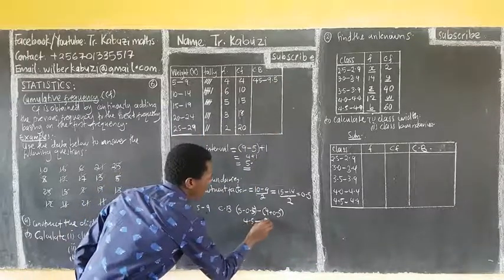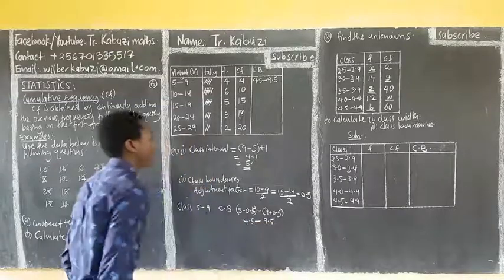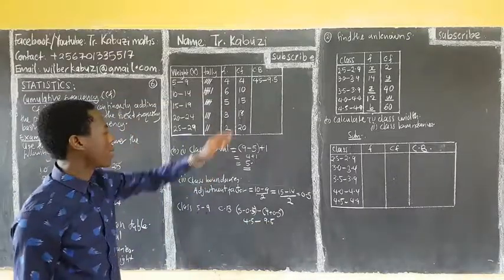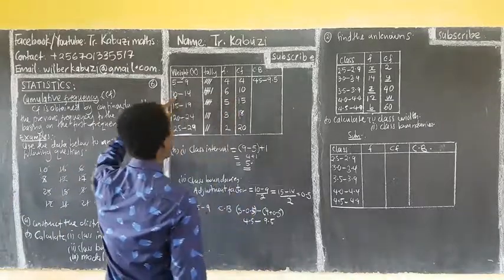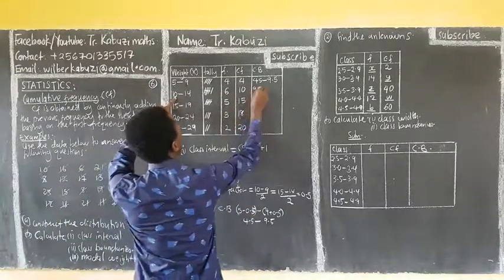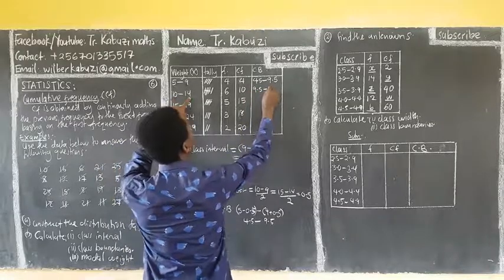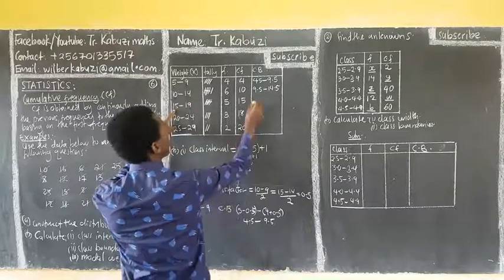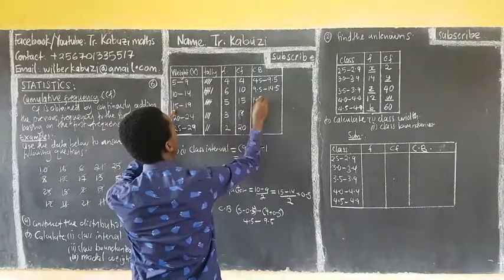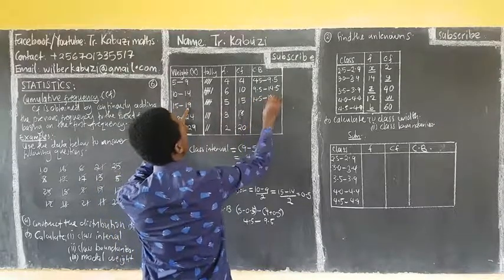So this one is going to be 4.5 to 9.5. That's how we get it. Then the next, you subtract 0.5, you'll be having 9.5, then you add 0.5 to get 14.5. The same here, subtract 0.5, then add it here, 19.5.